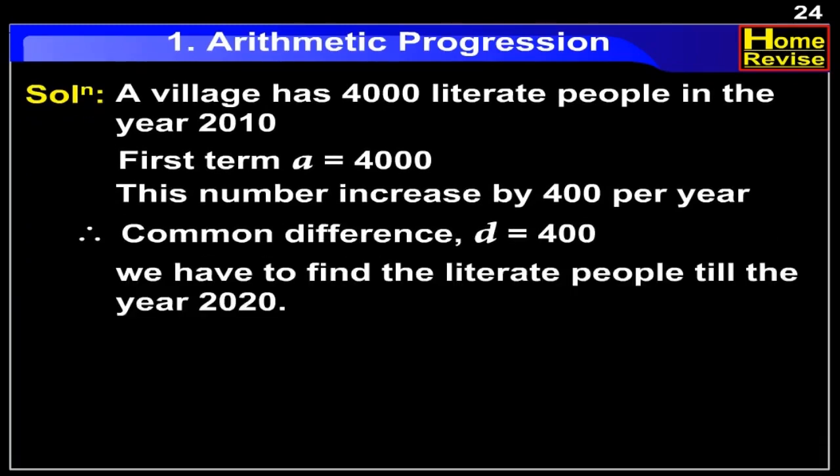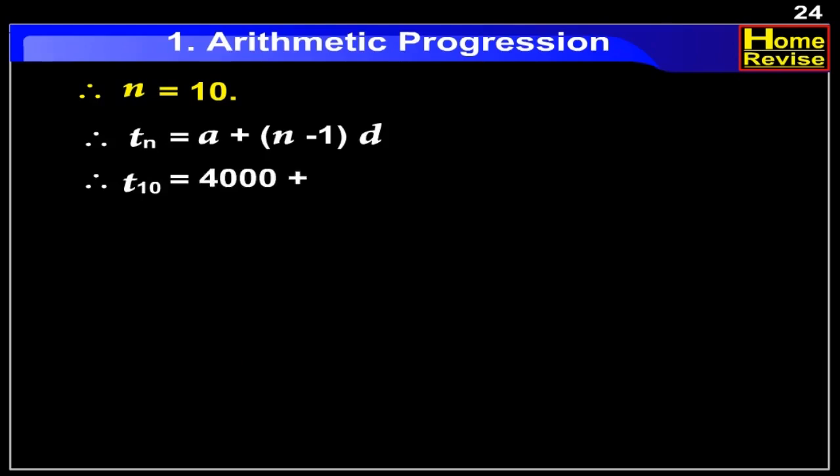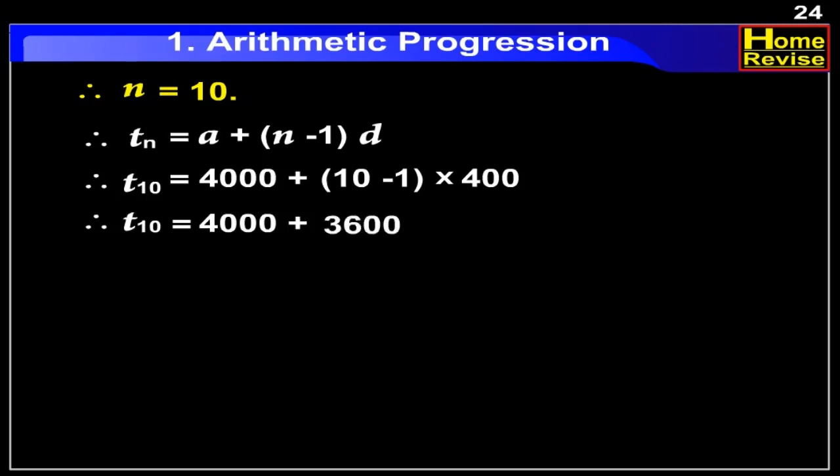Here, we have to find the literate people till the year 2020. That is, the number of literate people after 10 years. Therefore, n is equal to 10. We know that Tn is equal to a plus (n minus 1) into d. Therefore, T10 is equal to 4,000 plus (10 minus 1) into 400. Therefore, T10 is equal to 4,000 plus 3,600.